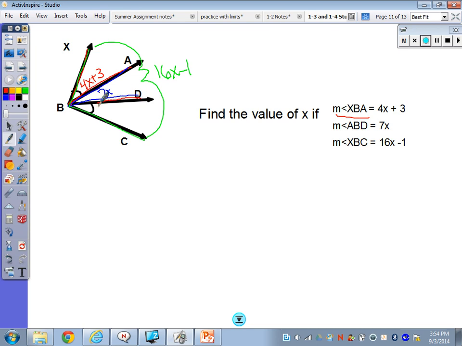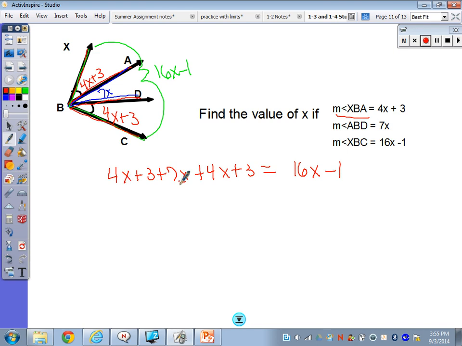So DBC is whatever XBA is, which is 4x plus 3. So those 2 pieces are equal. So now I have all 3 pieces and the whole thing. So what we do is we add the 3 pieces and we set it equal to the entire thing. And then on this side, we combine our like terms because they're on the same side of the equal sign.